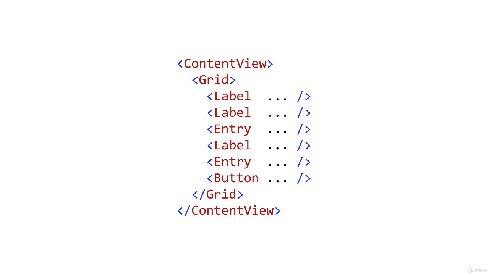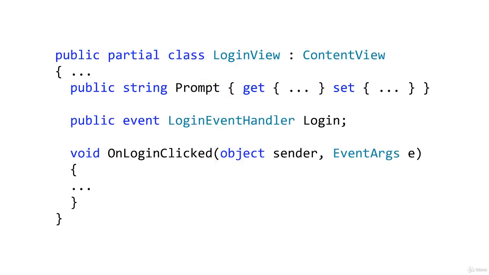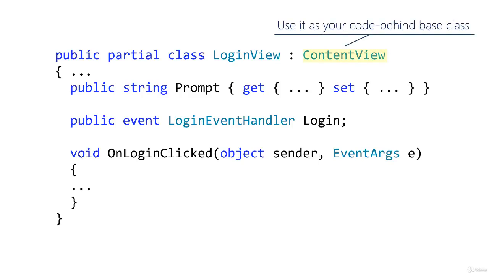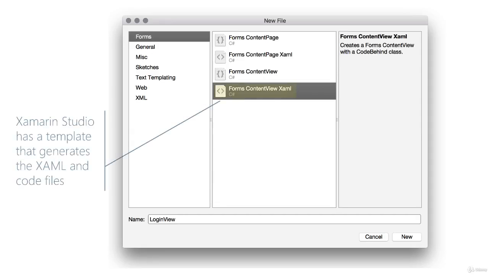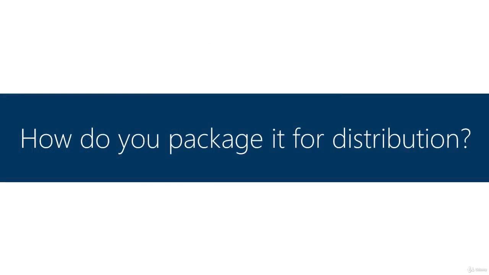There's our UI. Notice we've just taken the grid that we had before and then used content view as the root node for our XAML. In our code behind, all we do is inherit from the content view class. We're going to have 2 files, the .xaml file and the .xaml.cs file. Xamarin Studio has a nice template that will stub out both of those files for you. So now we have our UI component defined.